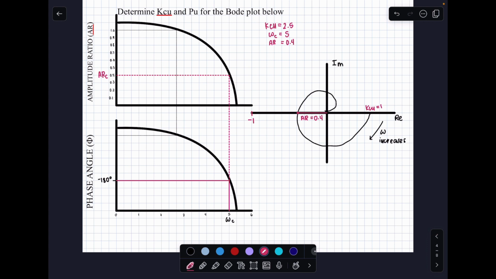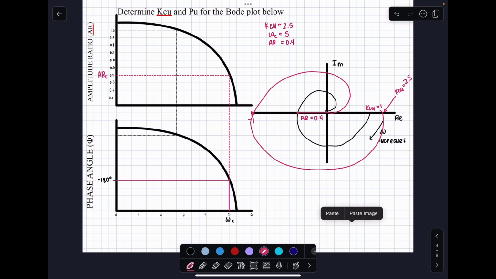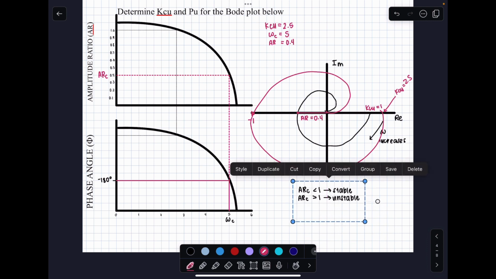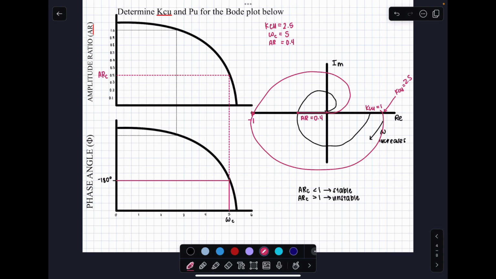However, if we were at our ultimate critical gain, our plot would look more like this, and it would intercept that -1 right there, and our KCU would be equal to 2.5, like we determined from the Bode plot. Sorry that my spiral is not the most perfect, but you get the idea. And then from this, we can again see that when ARC is less than 1, we're in a stable environment. However, as soon as it's greater than 1, we are unstable.